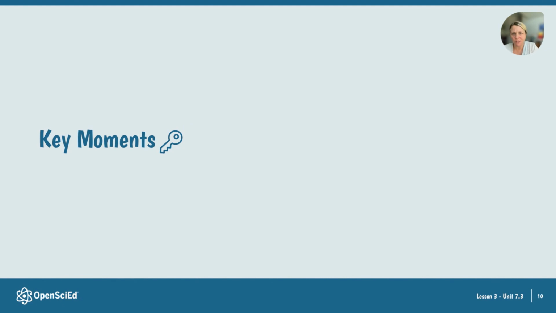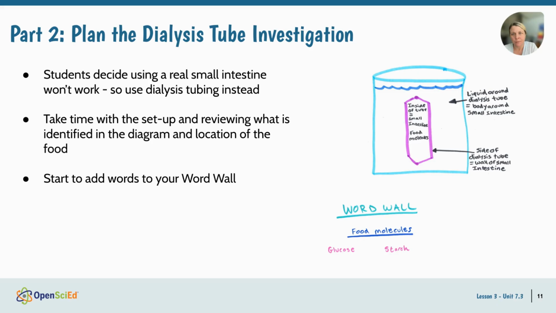Let's dig a little deeper into those key moments that were identified in the lesson overview. In part 2 on day 1, you start to plan out your investigation to see why some food molecules seem to disappear from the small intestine. It starts by discussing why it would be difficult to use a real human small intestine, and it leads us to a conversation about how scientists will often use different substances that have the same properties as the original substance to do investigations. You then introduce your students to dialysis tubing, which is a specialized medical material that is used to represent the small intestine.